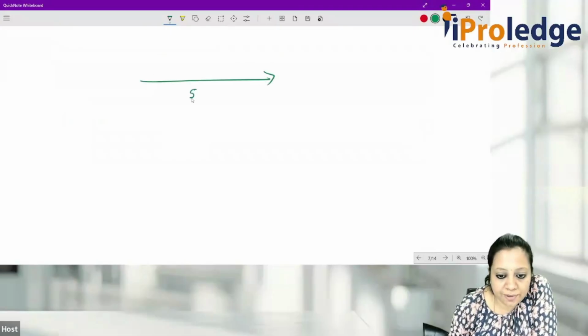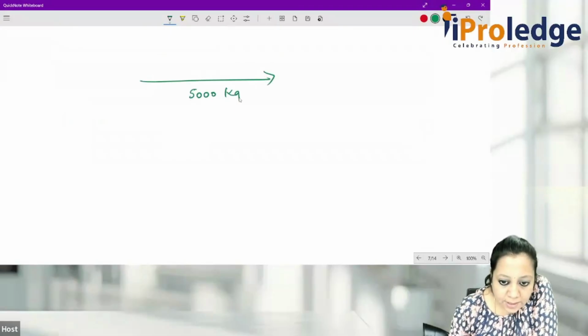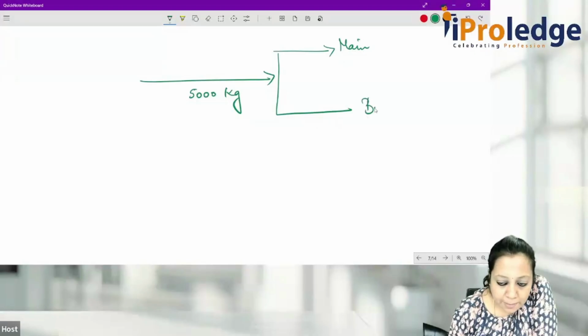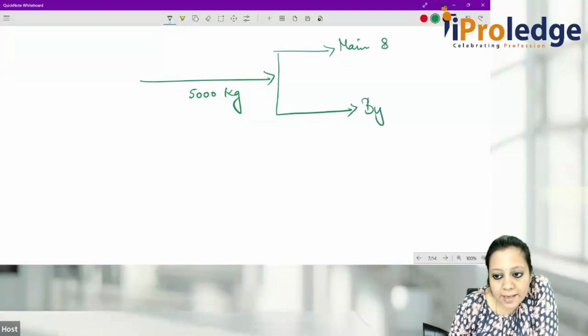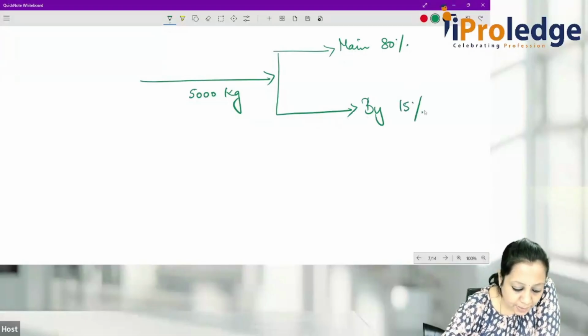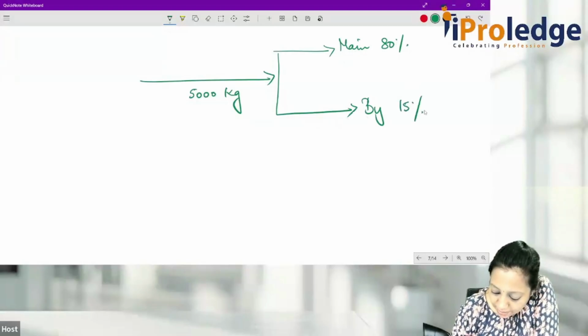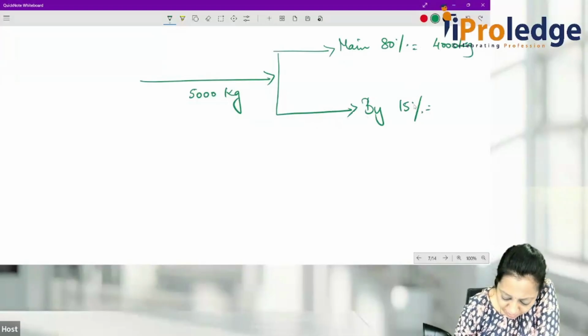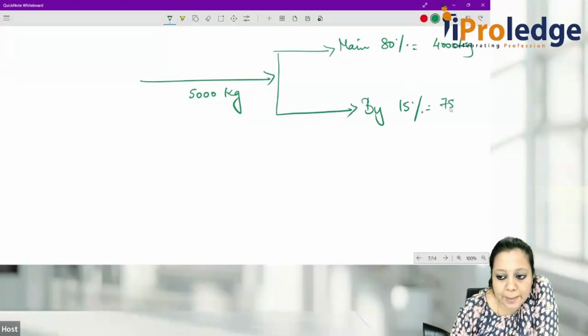There's an input of 5,000 kgs and there is a main product and a byproduct. This is 80% and this is 15%. 5,000 into 80% is 4,000 kgs. And 15% means 5,000 into 15%, which is 750. The balance is going to be normal loss.